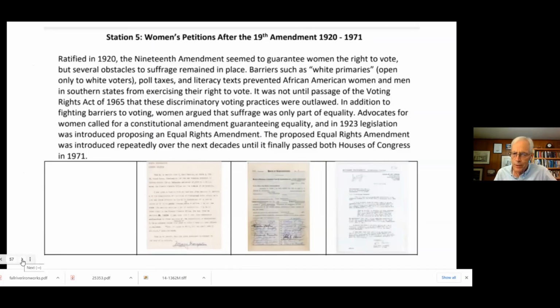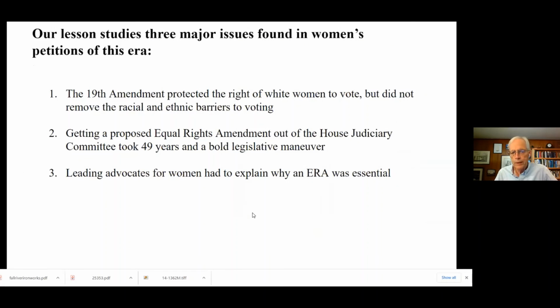Not necessarily. What we find is that the 19th Amendment protected the right of white women to vote, but it didn't remove racial and ethnic barriers to voting. Immediately after the 19th Amendment, there was a movement to get an Equal Rights Amendment passed, starting in 1923. But it never would be pushed out of the House Judiciary Committee. It was always stifled there. And it took 49 years and a bold legislative maneuver, a discharge petition, to get the ERA out of committee.